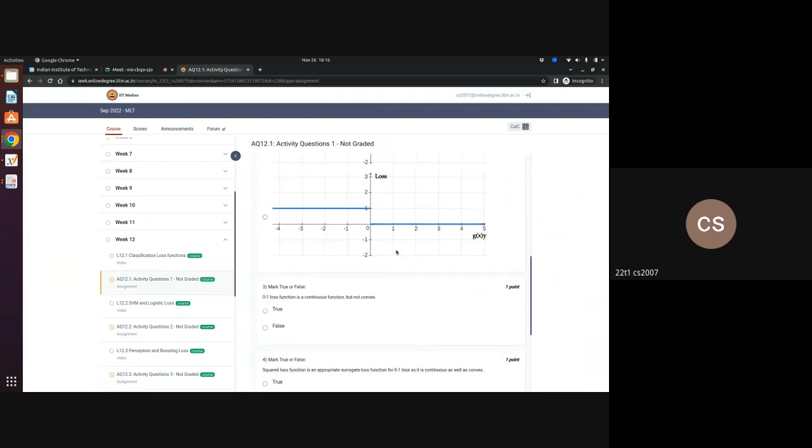Is it a continuous function? This is in front of you, as you can see. There is a break here, right? So this is not a continuous function. So the correct option will be false.